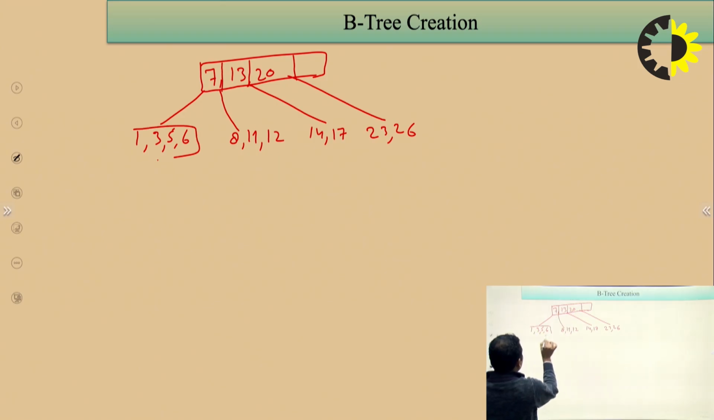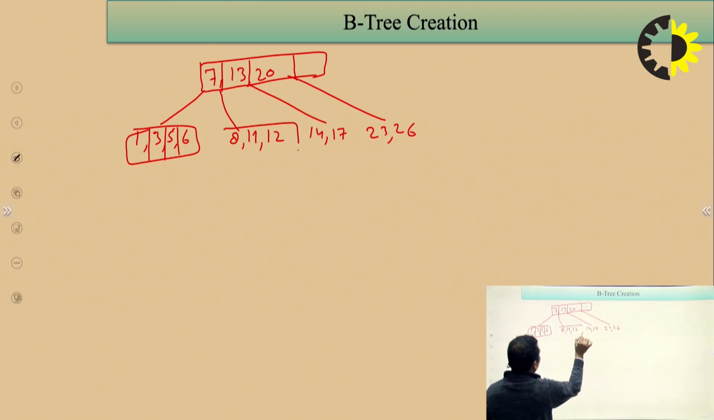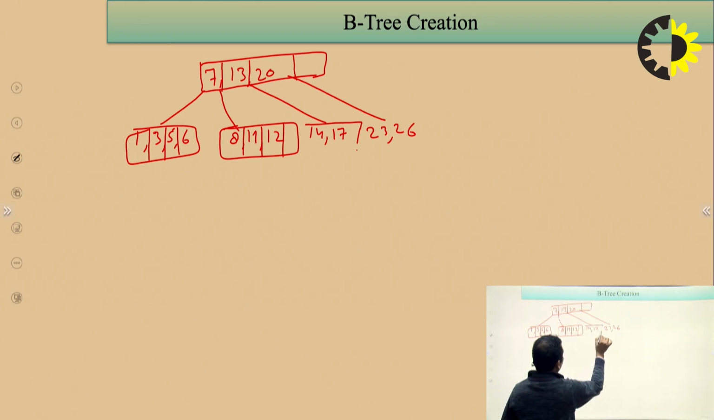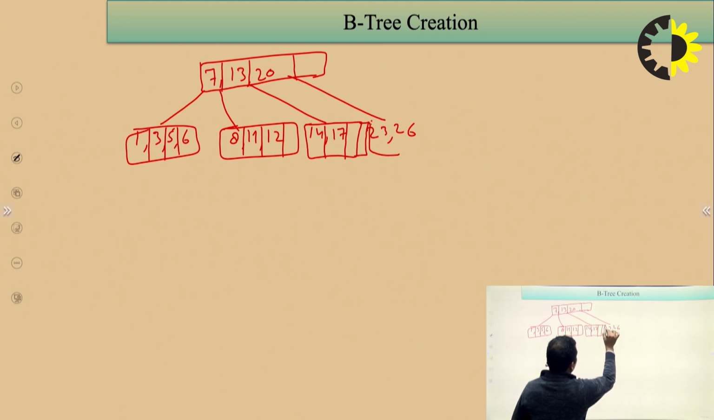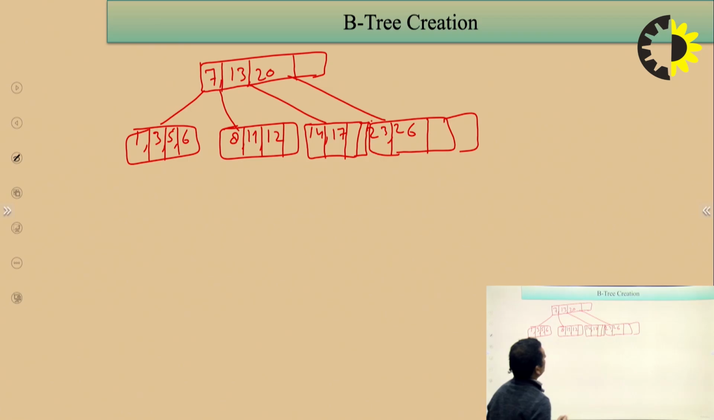Now we can arrange this as this one. All 4 keys are kept here. Here only 3 keys, so 1 space is left. Here only 2 keys, so 2 spaces are left. So our tree is going upward.